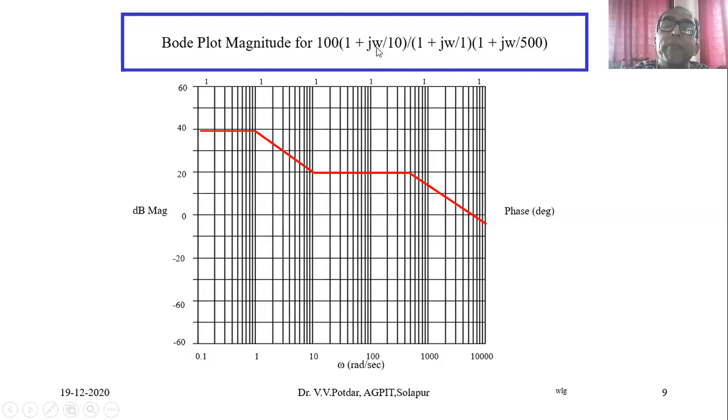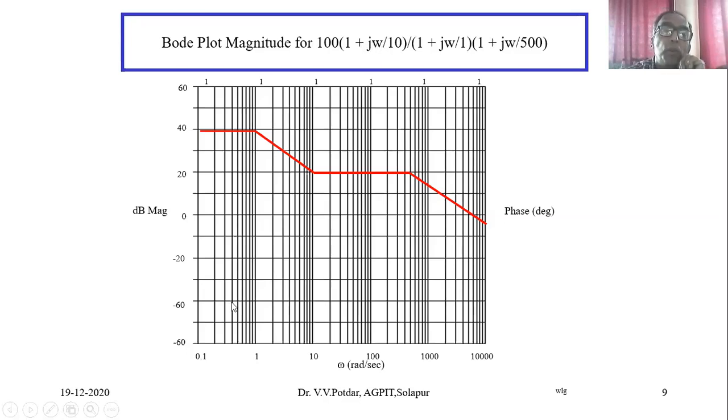Now what is the imaginary part? Omega by 10 is the imaginary part. What is the real part? 1. So tan inverse of omega by 10 will be the phase angle for the zero. Please be attentive. So tan inverse of omega by 10.